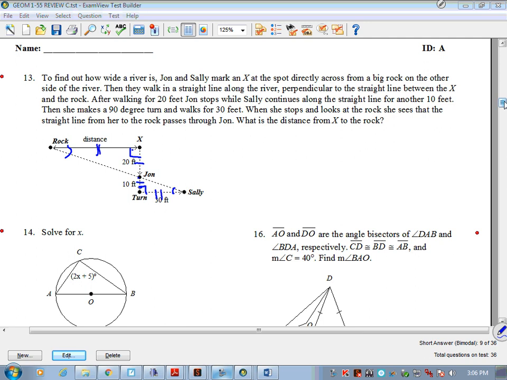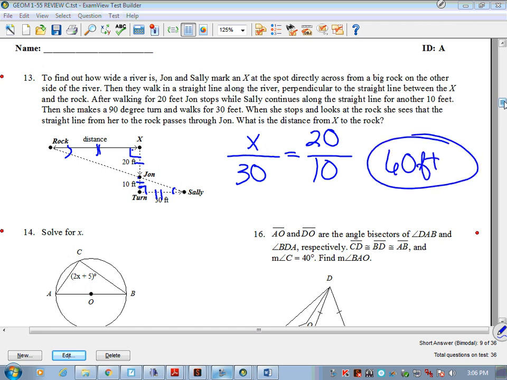Not congruent, but proportional. So I'm just putting those tick marks so we see a comparison here. If we're doing the river triangle over our walked-out triangle, then we get x over our corresponding 30, and our big triangle 20 over the corresponding 10. So we take 30 times 20, which is 600. 600 divided by 10 is 60 feet across. That's what my answer should be. What is the distance from X to the rock, as we're looking at those triangles?